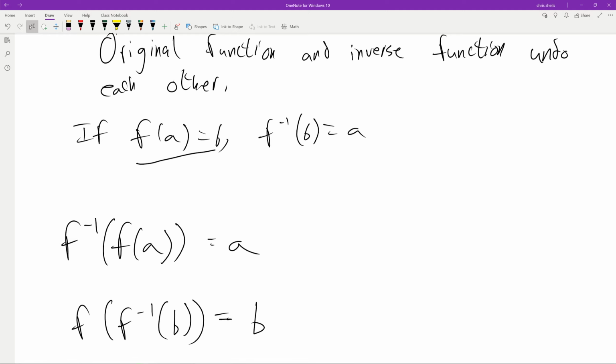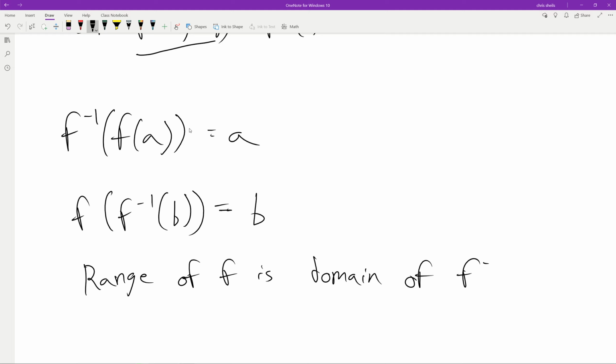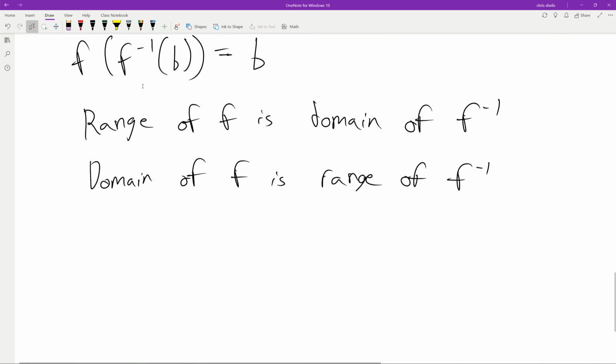So since the outputs of the function f are the inputs to f inverse, the range of f is the domain of f inverse. Likewise, this means that the domain of f is the range of f inverse, since all I'm doing is swapping my inputs and outputs.